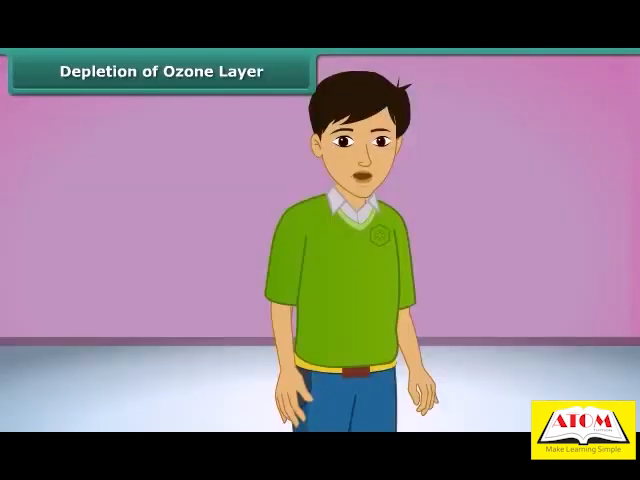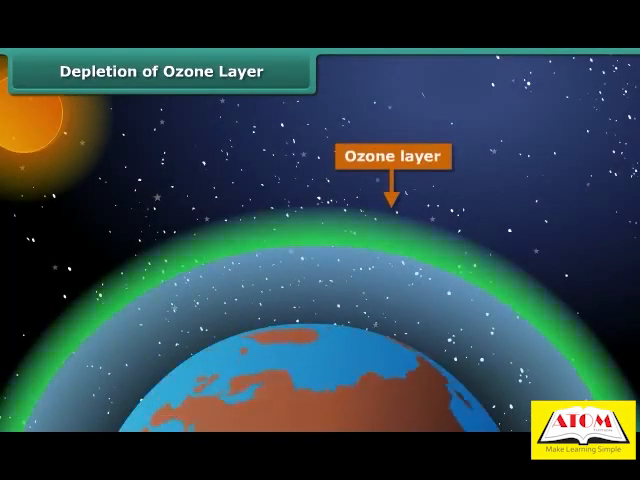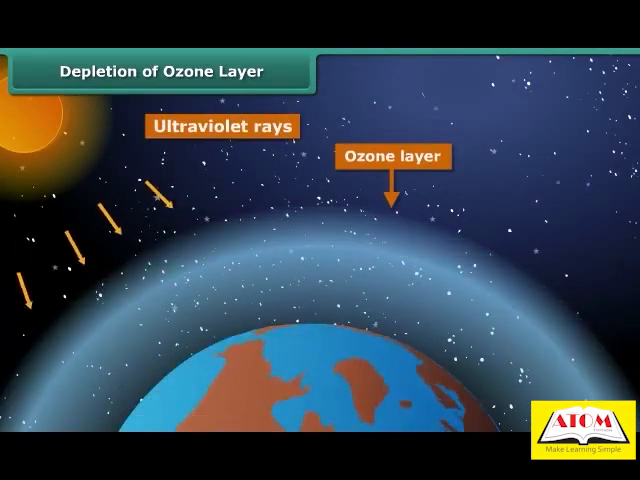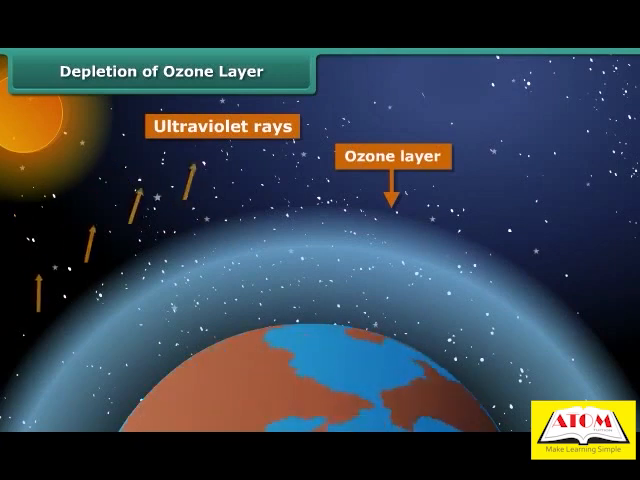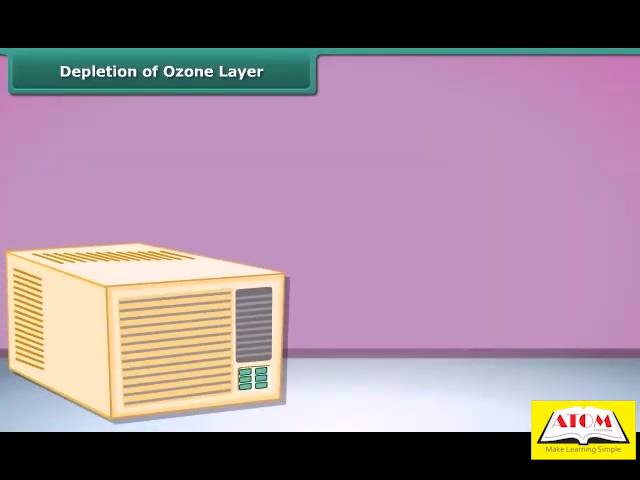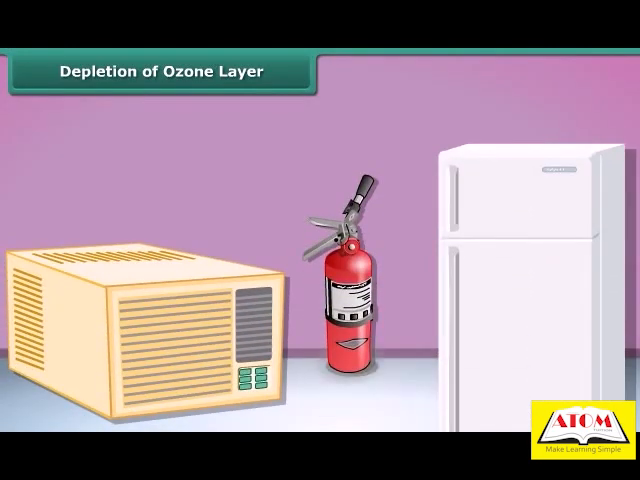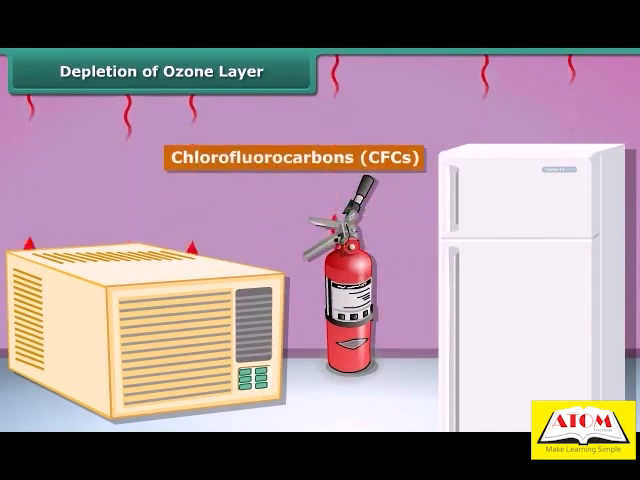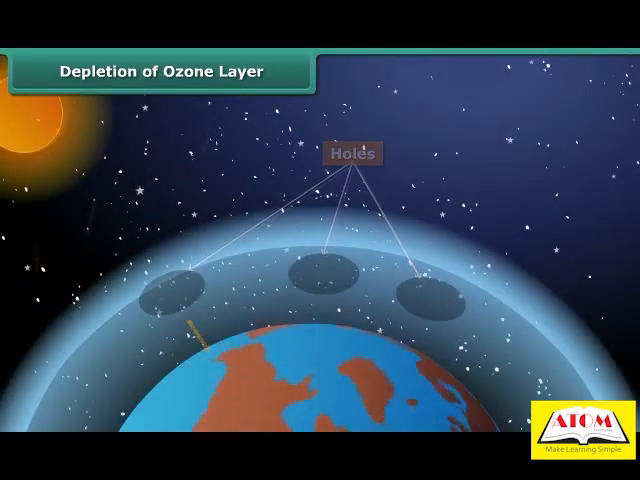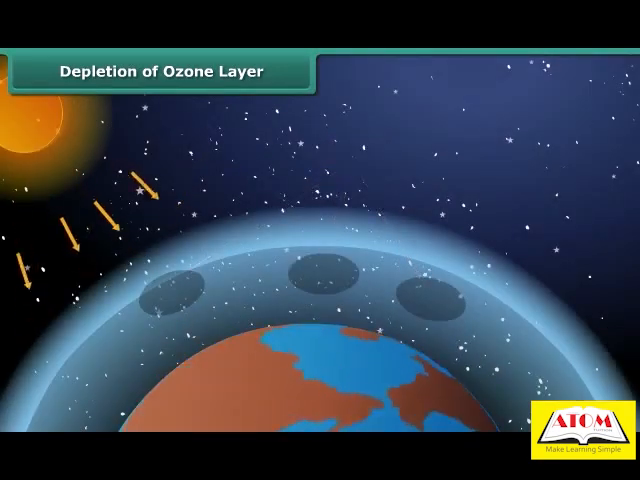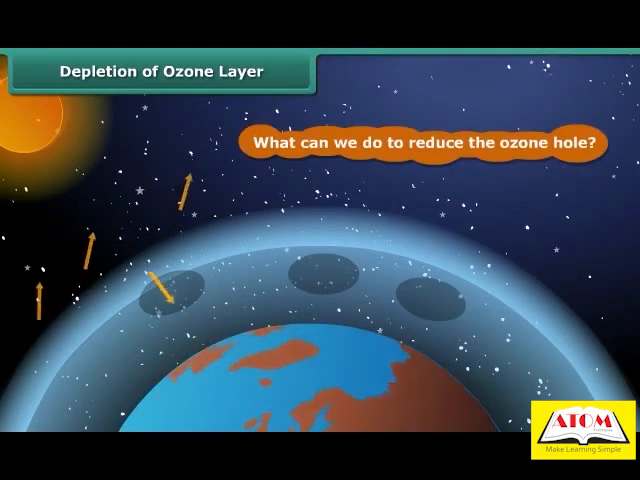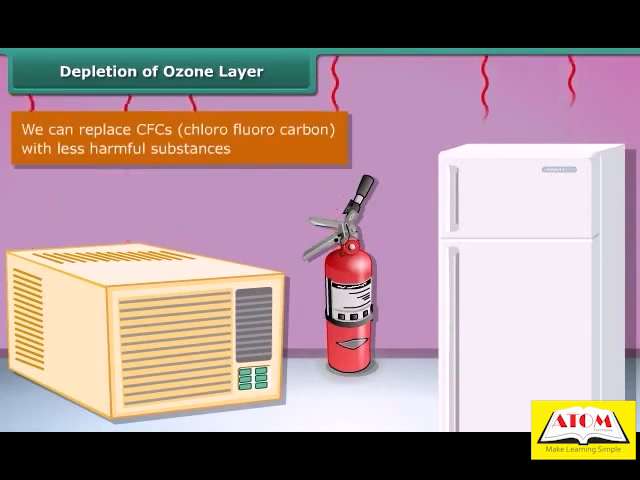Let us learn about ozone layer. It is a layer of ozone gas in the upper atmosphere of Earth. What is its role? It protects us from harmful ultraviolet rays of the sun. Things like air conditioners, refrigerators, and fire extinguishers release chlorofluorocarbons, CFCs, into the atmosphere and create holes in the ozone layer. CFCs are another type of air pollutants. What can we do to reduce the ozone hole? We can replace CFCs with less harmful substances to save the ozone layer from depletion.